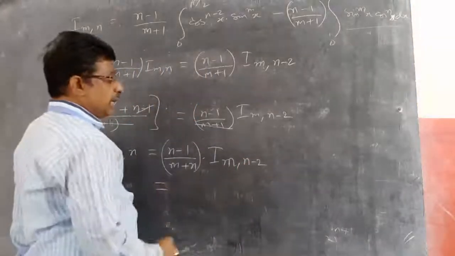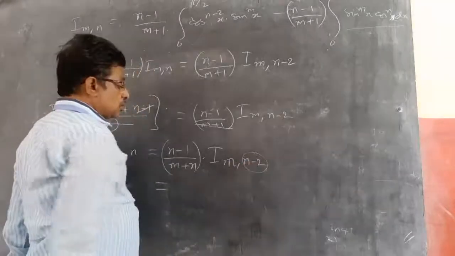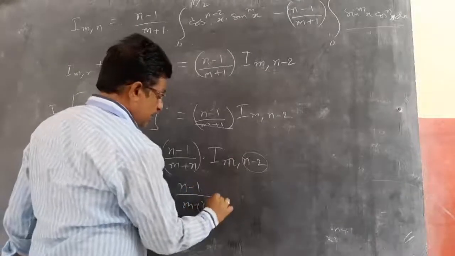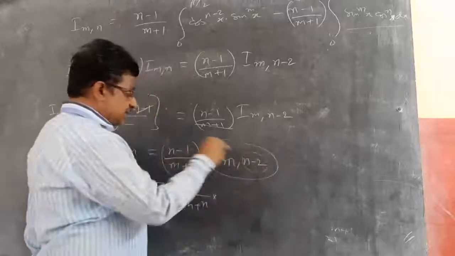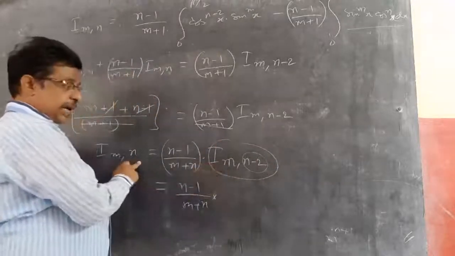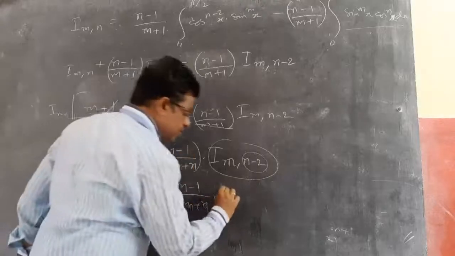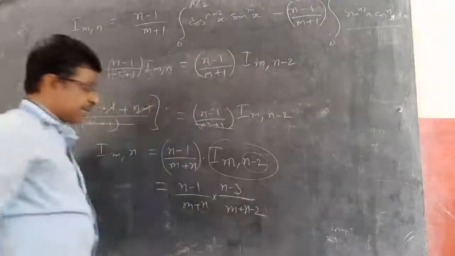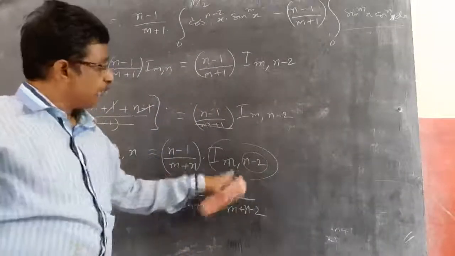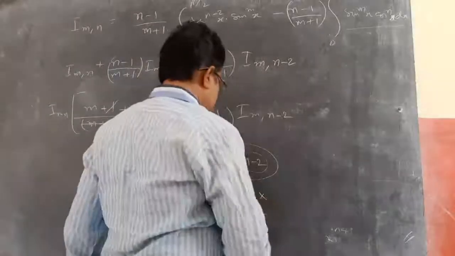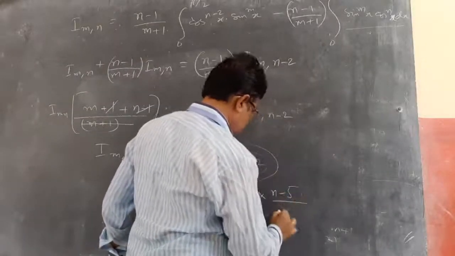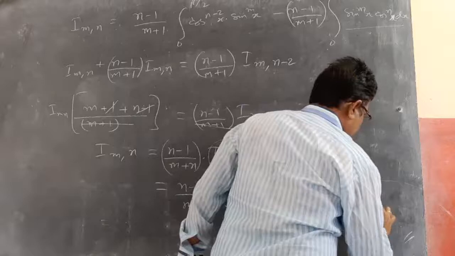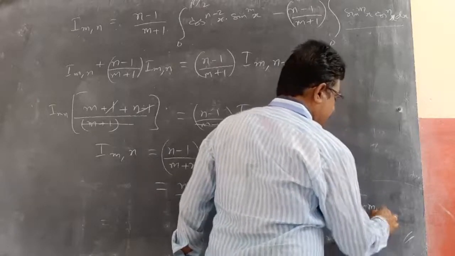If you reduce again, this time n is n minus 2. So n minus 2 minus 1, n minus 3. So n minus 1 by m plus n into, if I reduce this part again using the same formula, in place of m, n if I write m, n minus 2, this becomes n minus 2 minus 1. So n minus 3 by m plus n minus 2. This plus this I am getting, so same m plus n minus 2, and if I reduce further, then it becomes n minus 5 by m plus n minus 2, and so on till you will get I(m,0) or I(m,n).